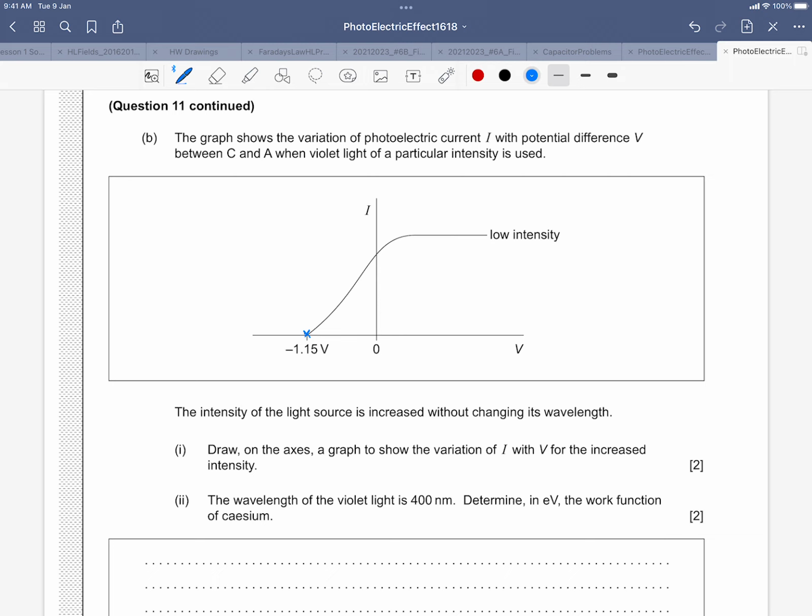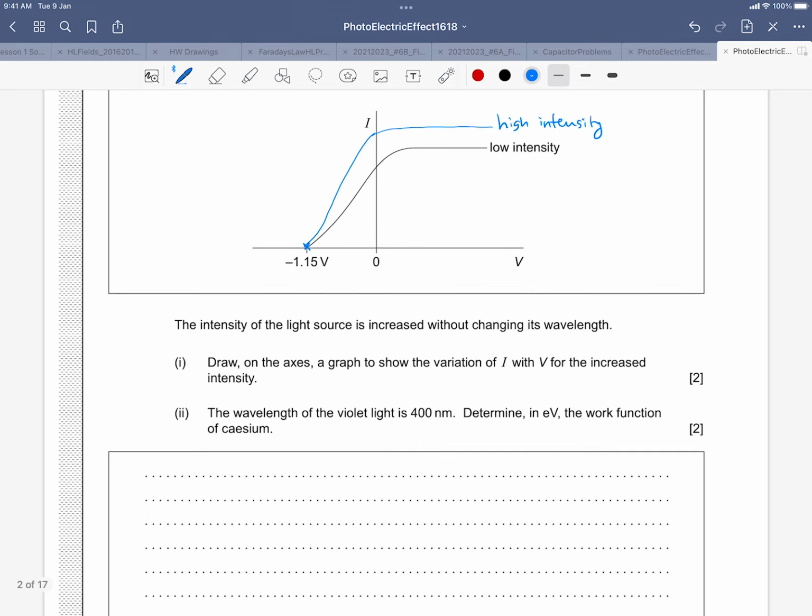So what we have to do here is draw a line that starts at the same stopping voltage because the photon energy doesn't change. But everywhere else we get a higher current because we do get more electrons since there are more photons due to the increased intensity. So this is at the high intensity.